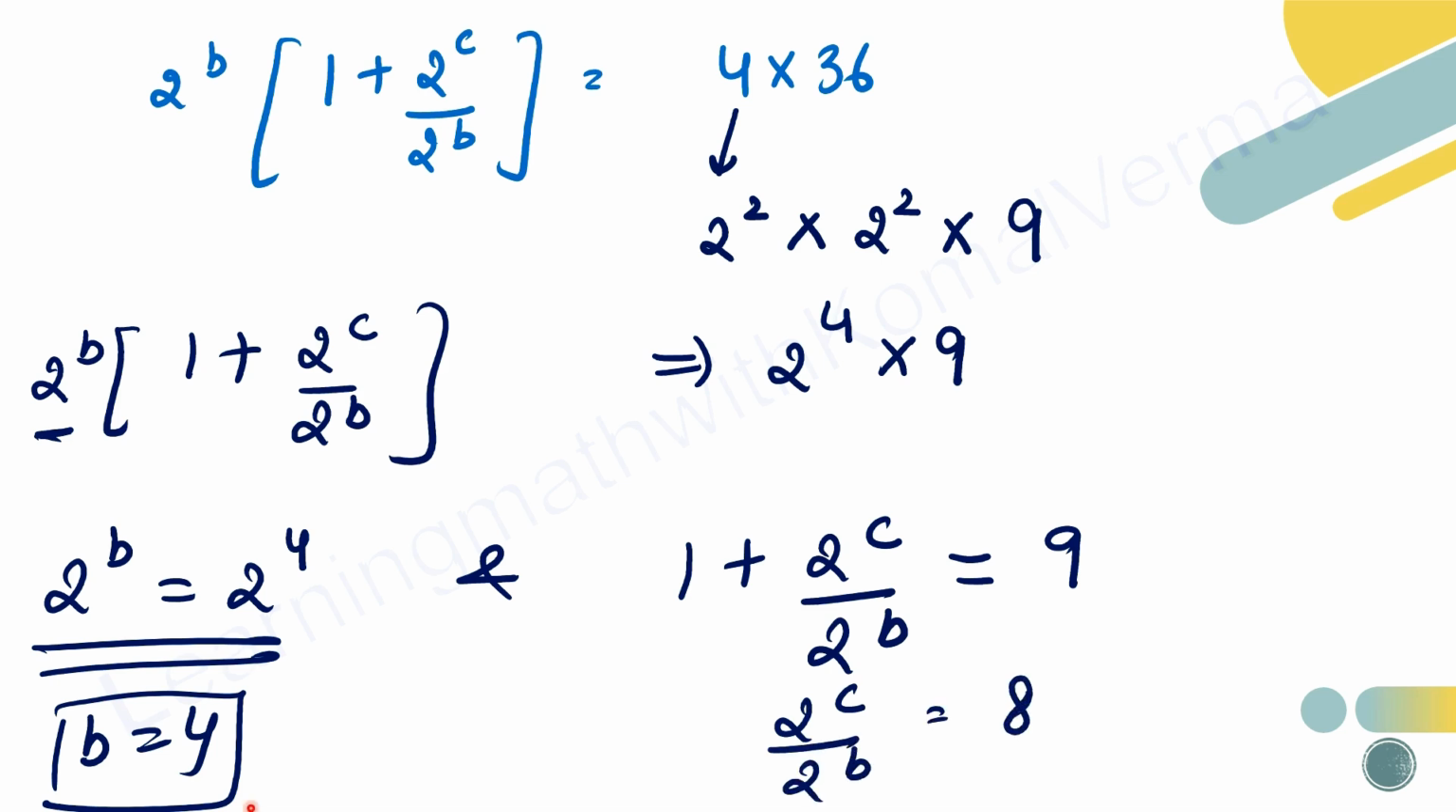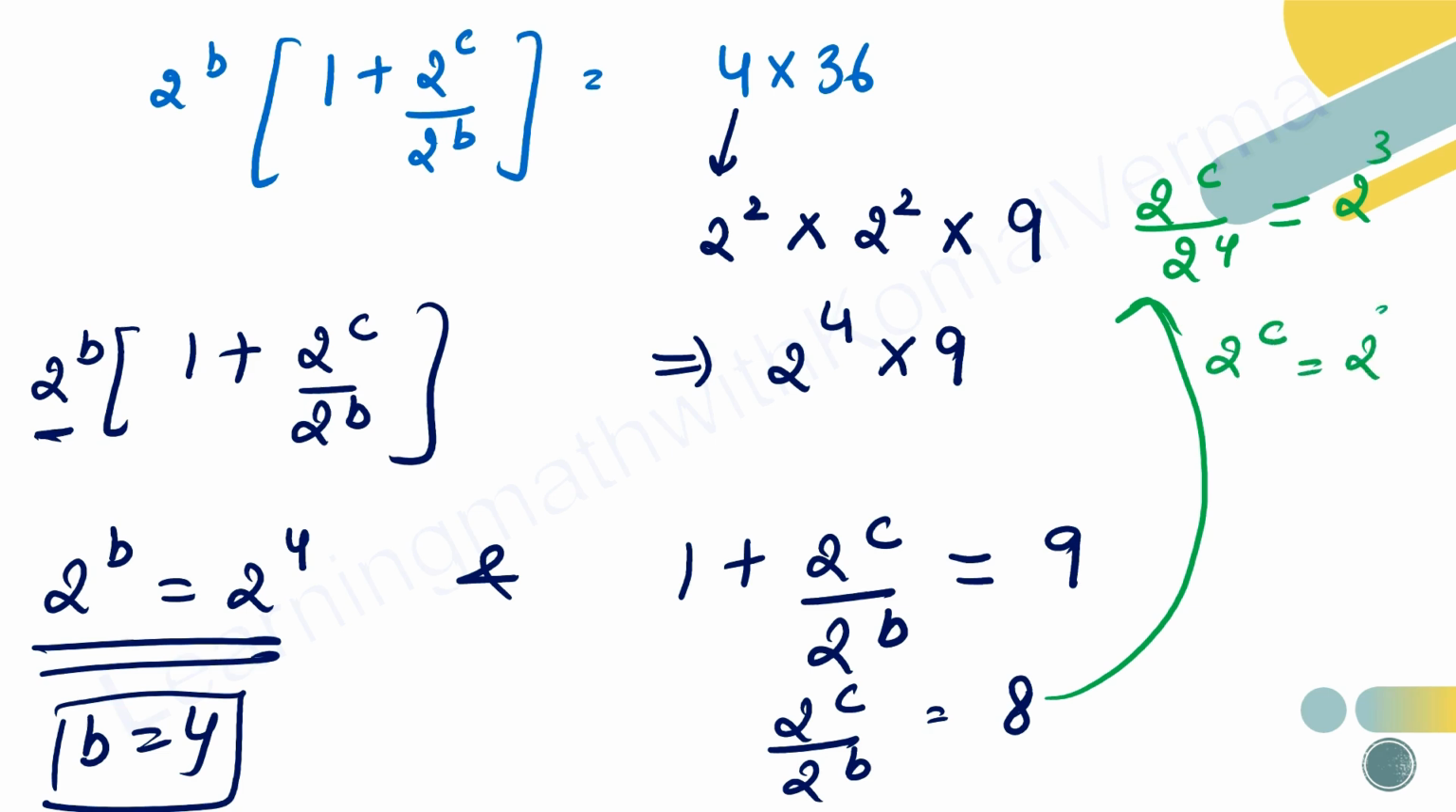Now we put value of b is equal to 4 in this equation. We get 2 raised to the power c upon 2 raised to the power 4 is equal to 8, which can be written as 2 raised to the power 3. From this we get 2 raised to the power c is equal to 2 raised to the power 3 into 2 raised to the power 4. Again, when we simplify it by using power rule, we get c is equal to 7.